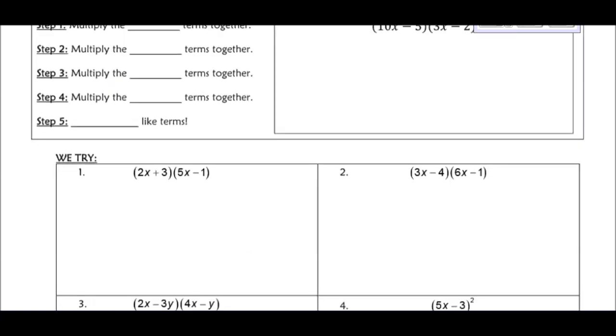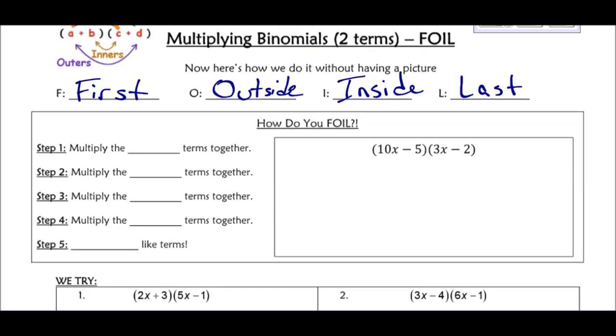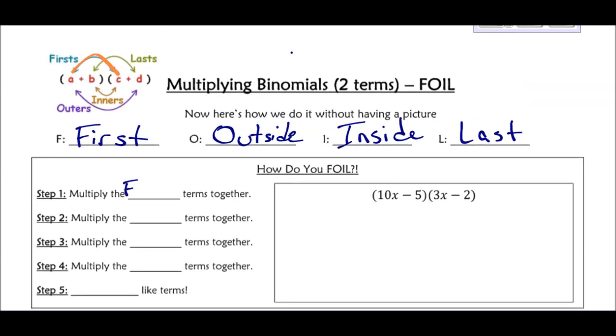When I say the first, so also, this is all multiplying. We're multiplying the first term from the first set of parentheses times the first term in the second set. So I'm just doing 10x times 3x. Yeah, that is 30x squared.